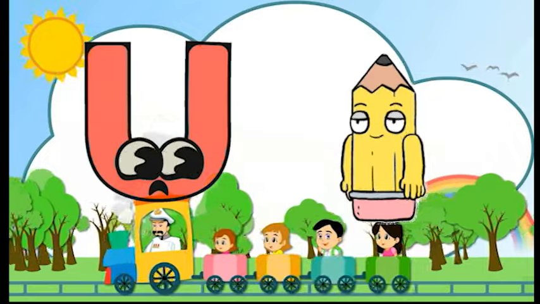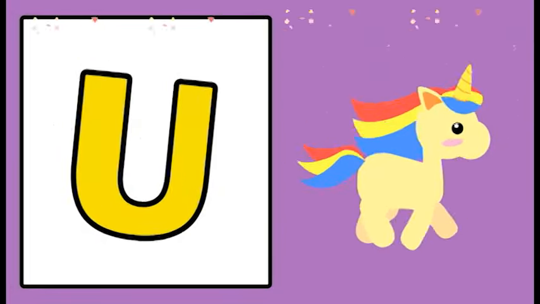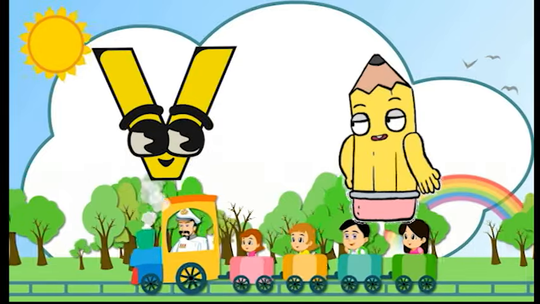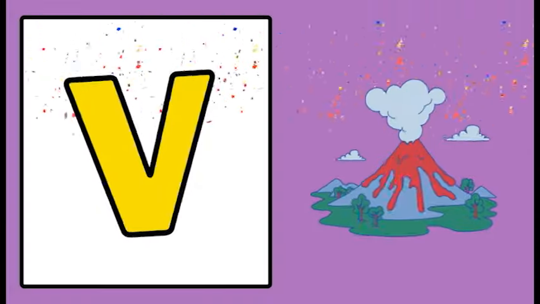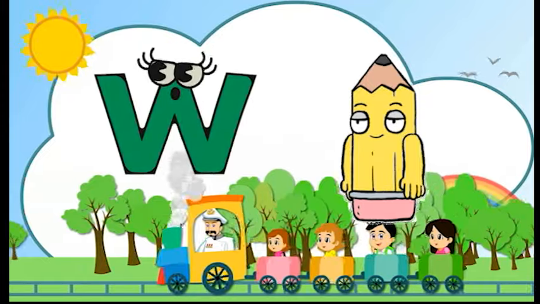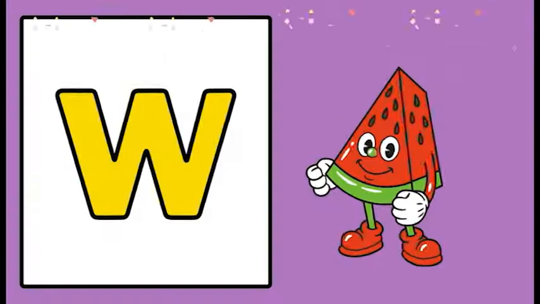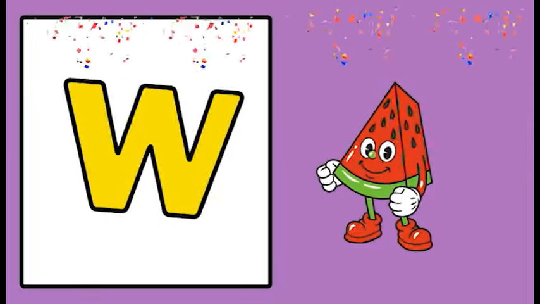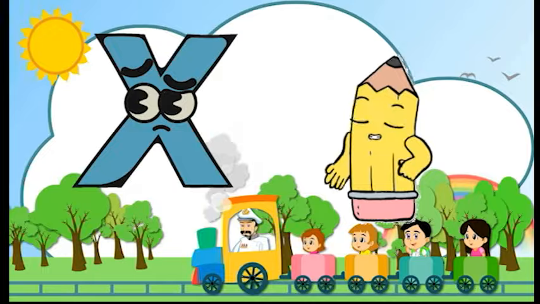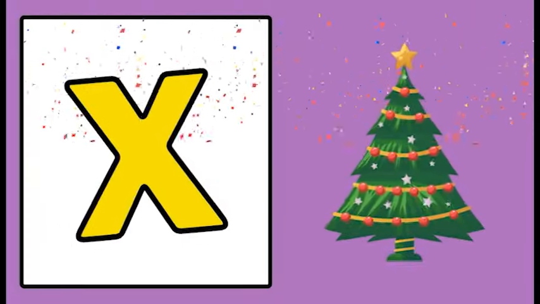Letter U. U is for unicorn. Letter V. V is for volcano. Letter W. W is for watermelon. Letter X. X is for Xmas.